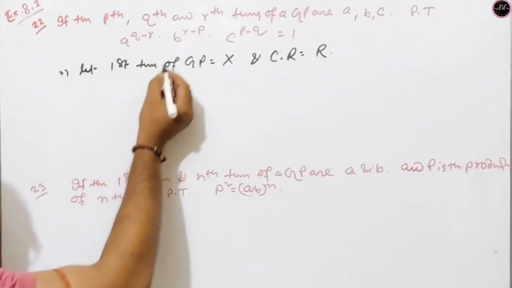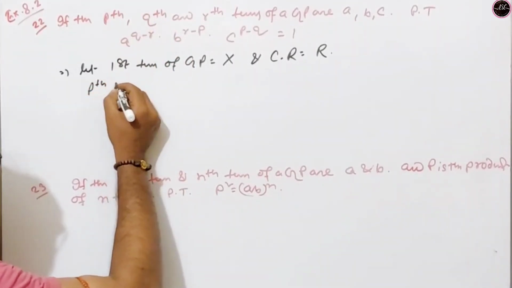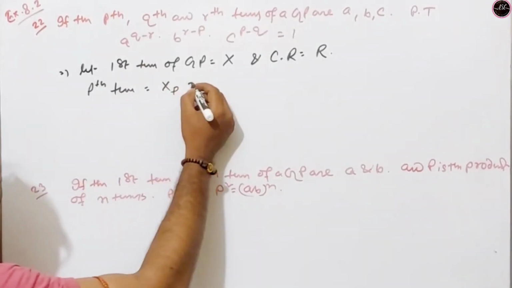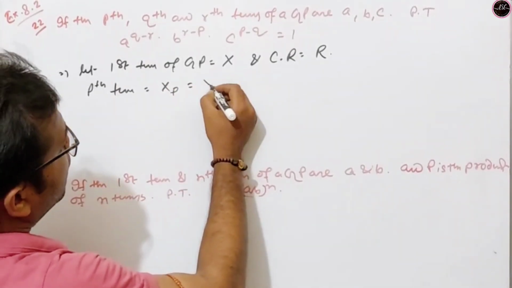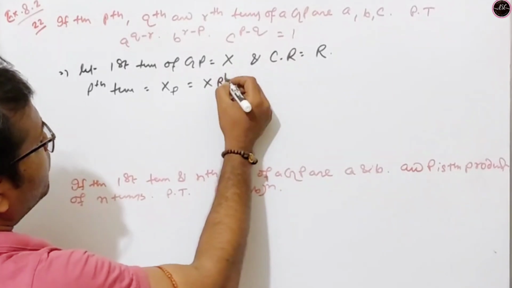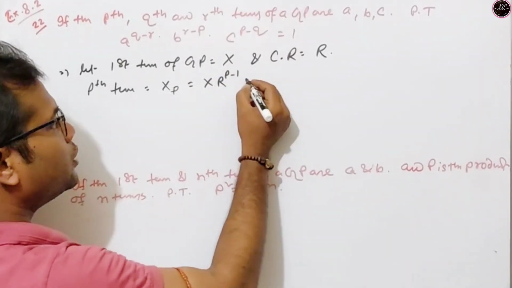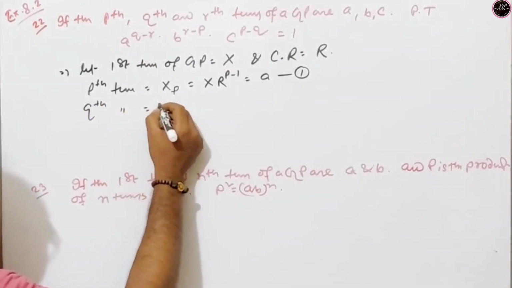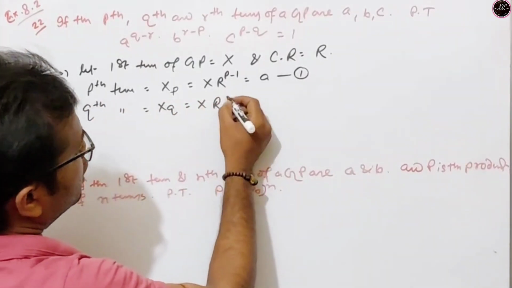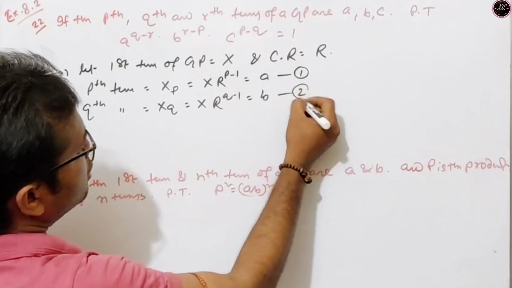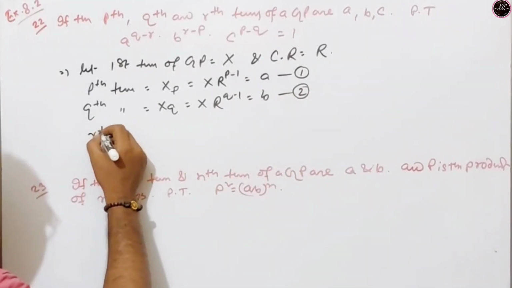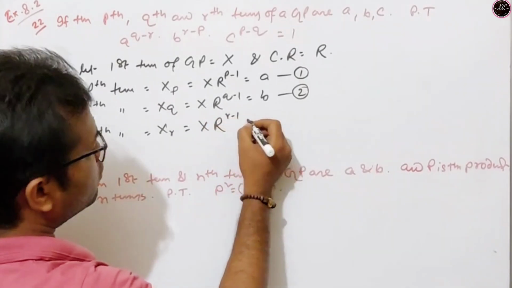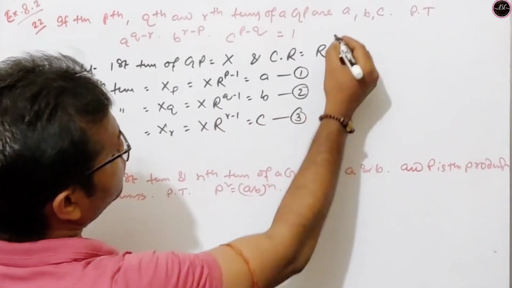Then the pth term equals A into R to the power p minus 1 equal to a. This is equation 1. The qth term equals A into R to the power q minus 1 equal to b. This is equation 2. And the rth term equals A into R to the power r minus 1 equal to c. That is equation 3.